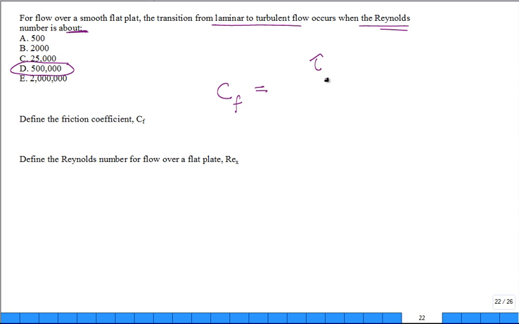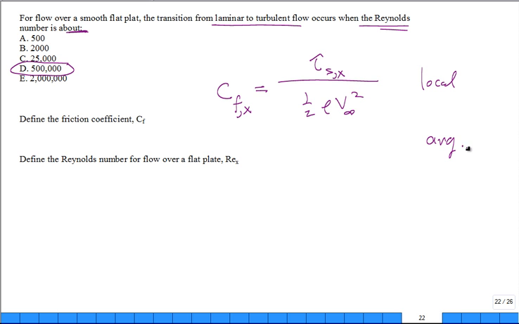Shear stress at the surface divided by 1/2 rho V squared, V infinity. Now, would this be a function of x? It would be a function of x because it's local. You'll have both a local shear stress and a local friction coefficient, as well as an average.